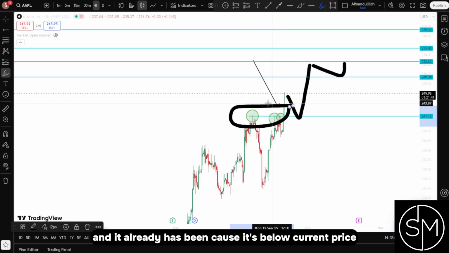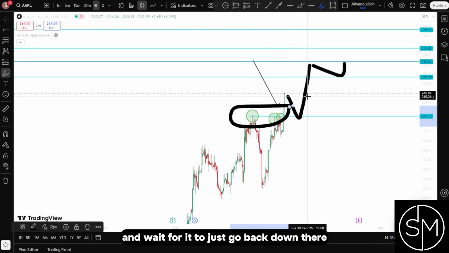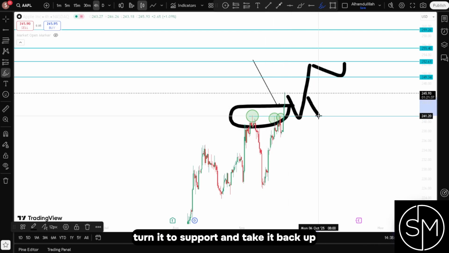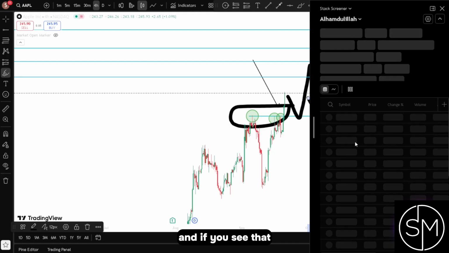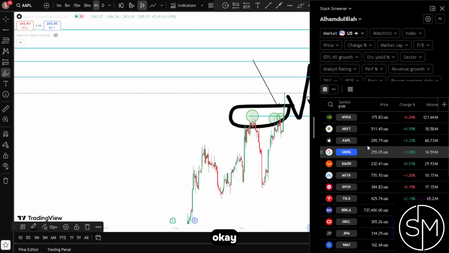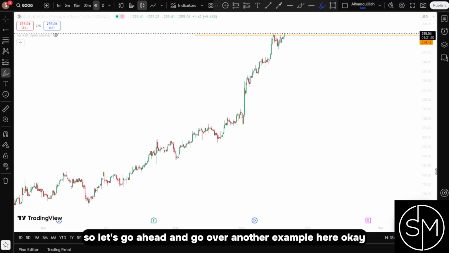Okay. And it already has been, because it's below current price, and wait for it to just go back down there, turn it to support, and take it back up. And if you see that, you can go ahead and take your trade. Okay. So let's go ahead and go over another example here.